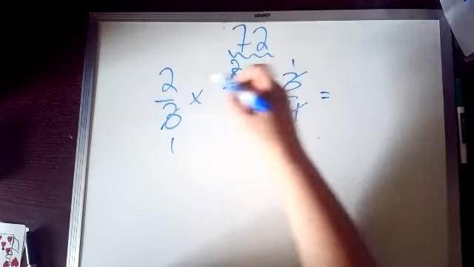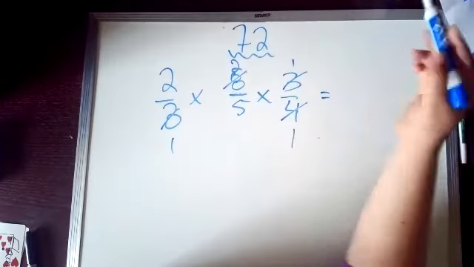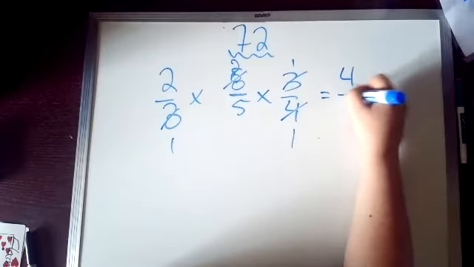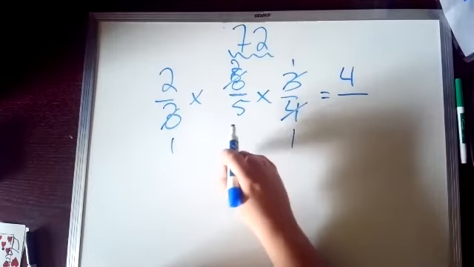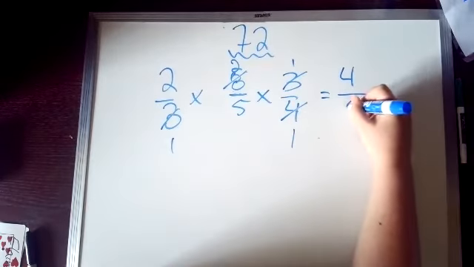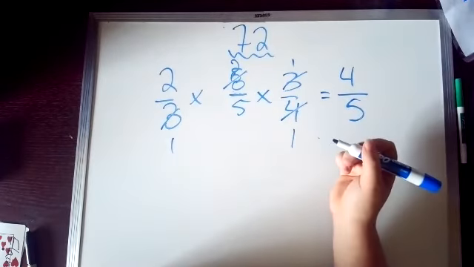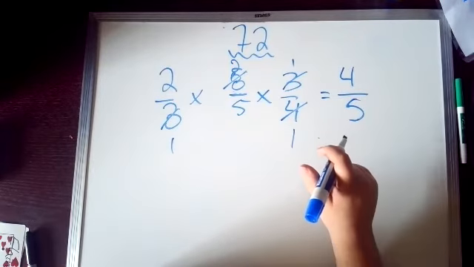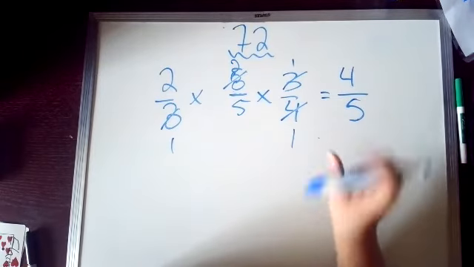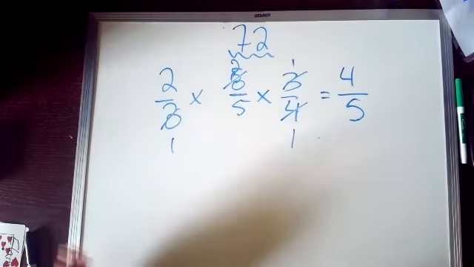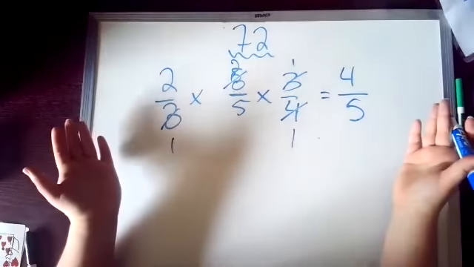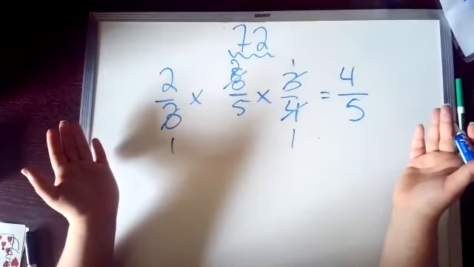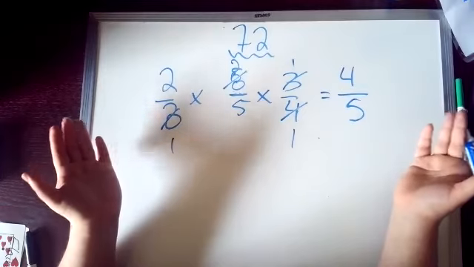So that leaves me with 2 times 2 times 1. So that gives me 4 over 1 times 5 times 1, which gives me 5. So it gives me 4/5. Now this is already in lowest terms. It's not an improper fraction, so I don't need to convert it. So this is my final answer. And this is multiplying 3 fractions. You're doing all the same steps. You're just doing it with more fractions.